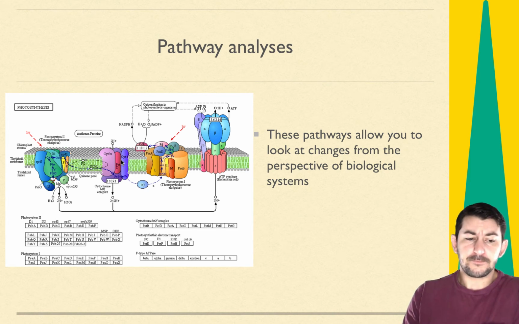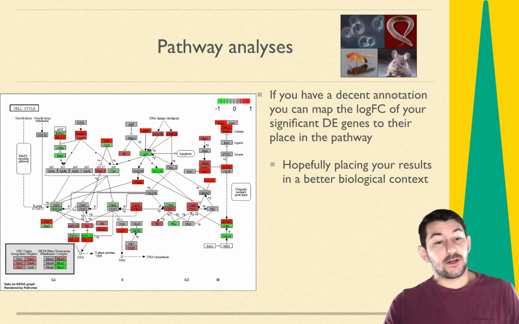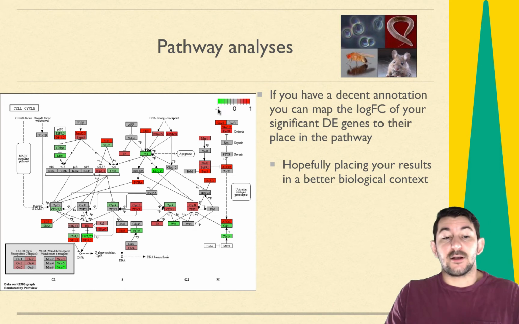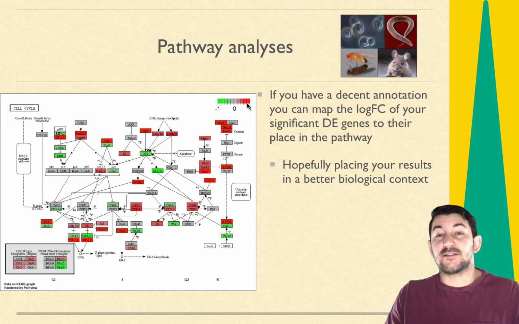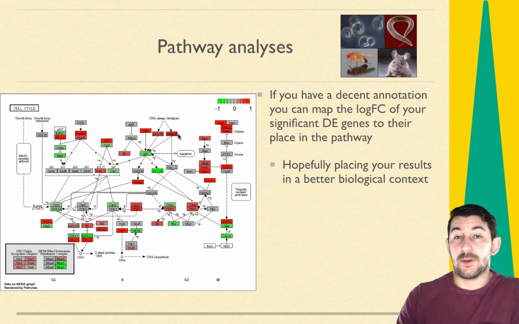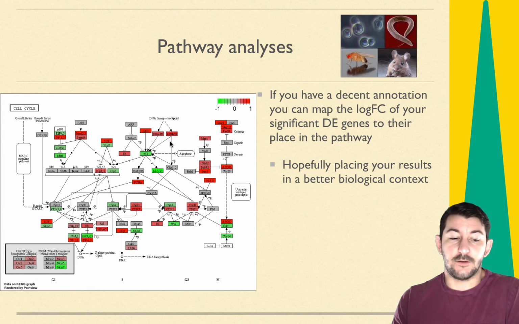You can even go a step further, and here we've got a kind of abbreviated cell cycle pathway, and you can take your log fold change, and in green say it's higher in your treatment A, and in red say it's lower in your treatment A, and you could actually visualize not only genes that are significantly different across your pathway, but the directionality of the difference.